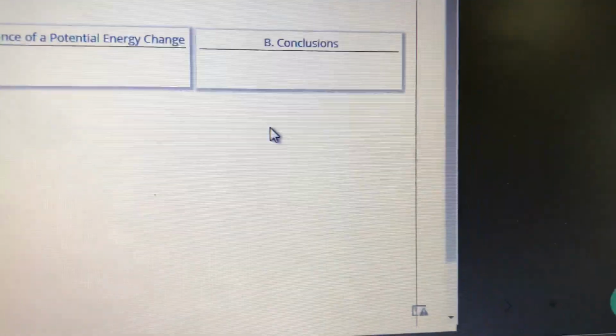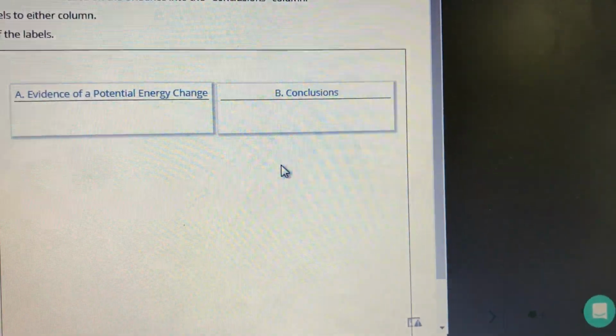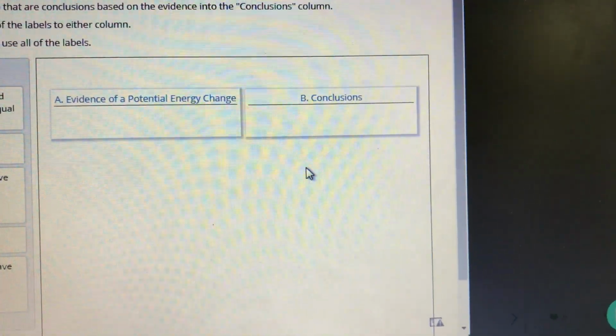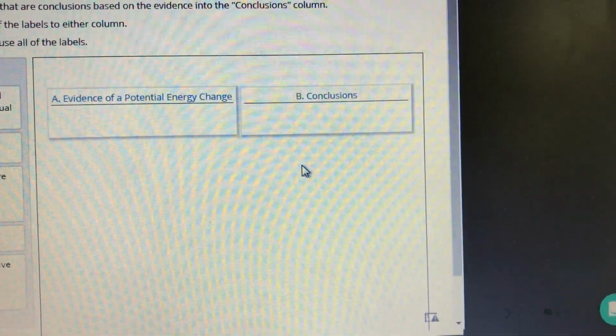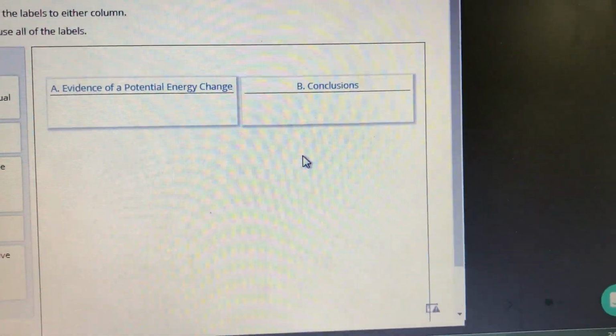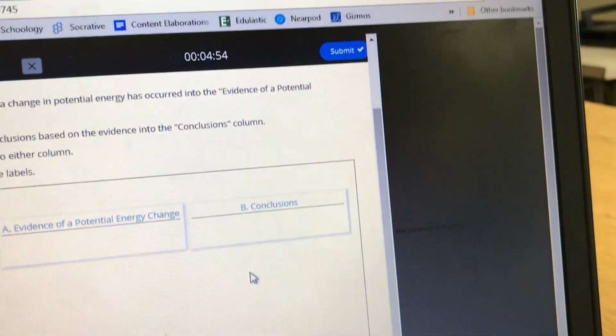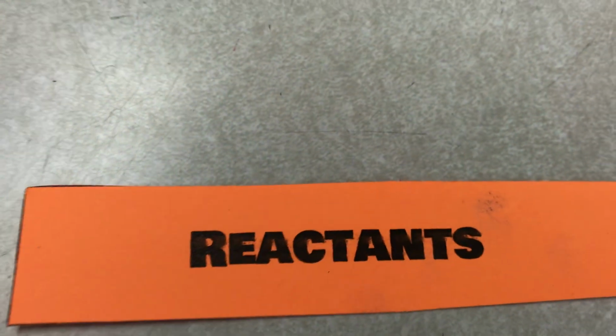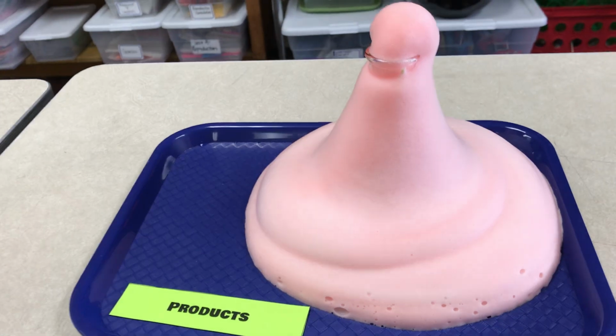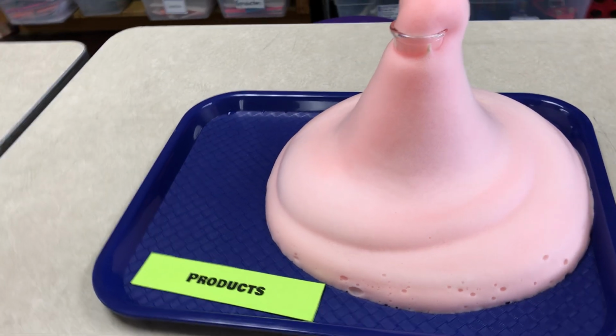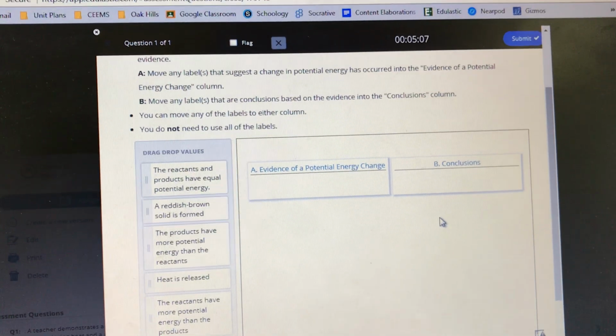Now, after that, we have conclusions. You'll have one conclusion to make. Think about which one has more potential energy. Was it the reactants, which were the before ingredients, or is it now the product? Okay, use this information to help you answer the next question.